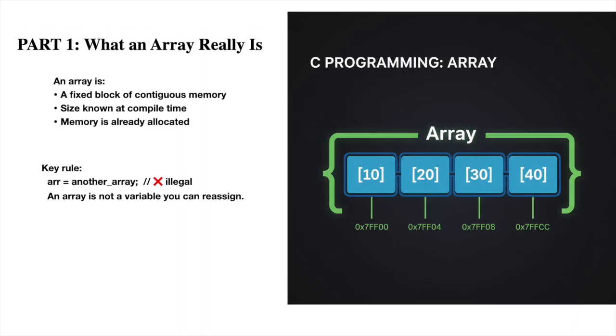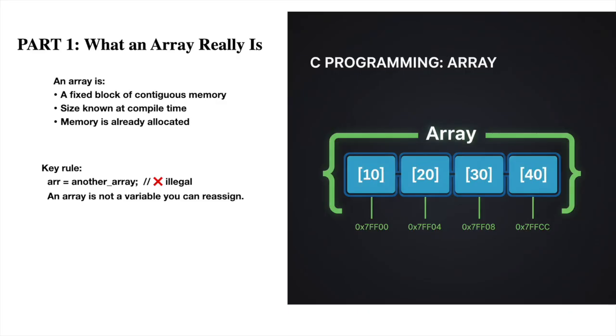Part 1: What an array really is. An array is a fixed block of contiguous memory, with size known at compile time. Memory is already allocated. Let's see the memory view of an array. See the diagram on the right side.